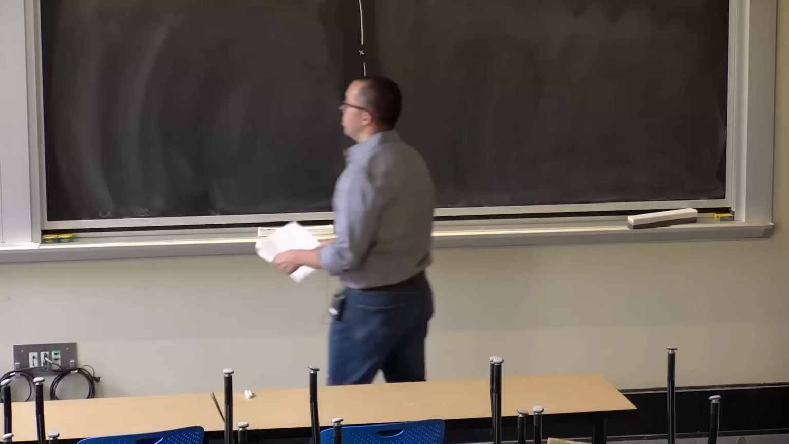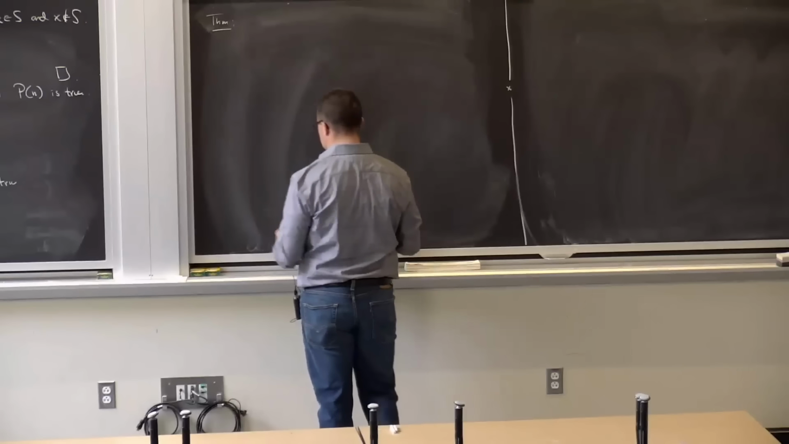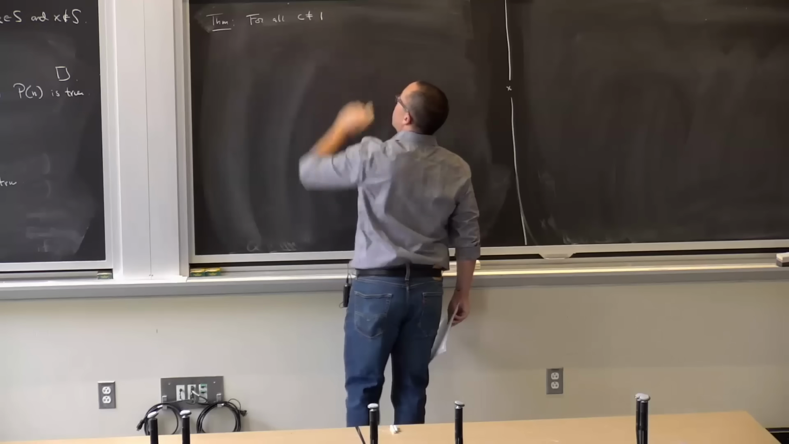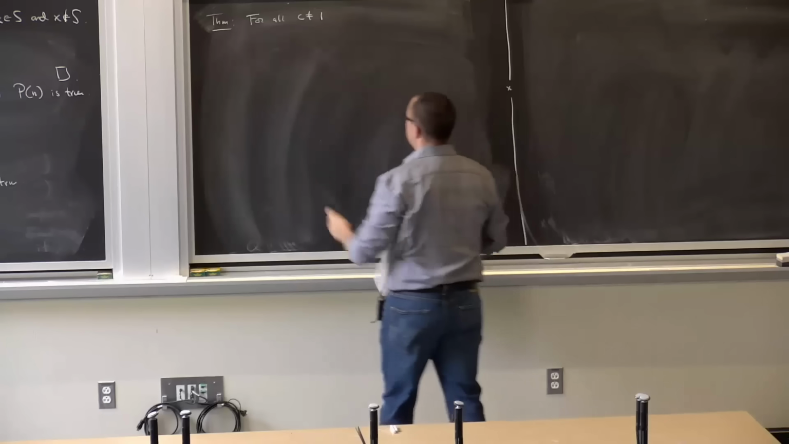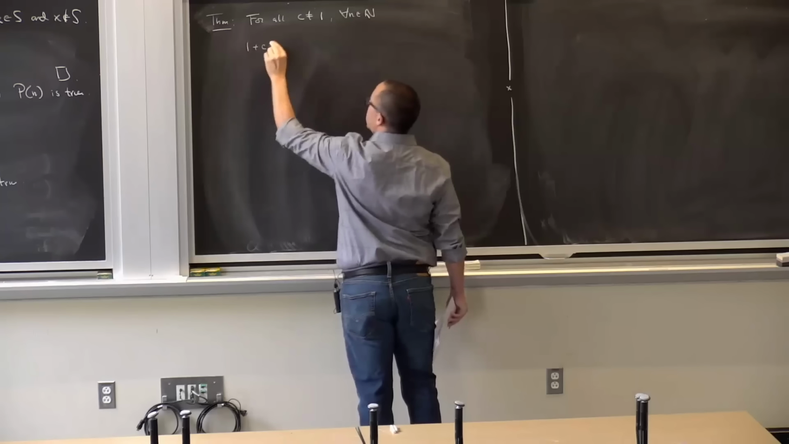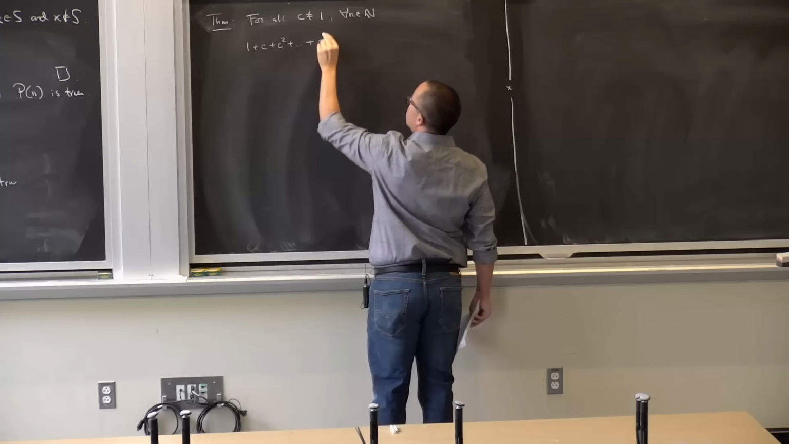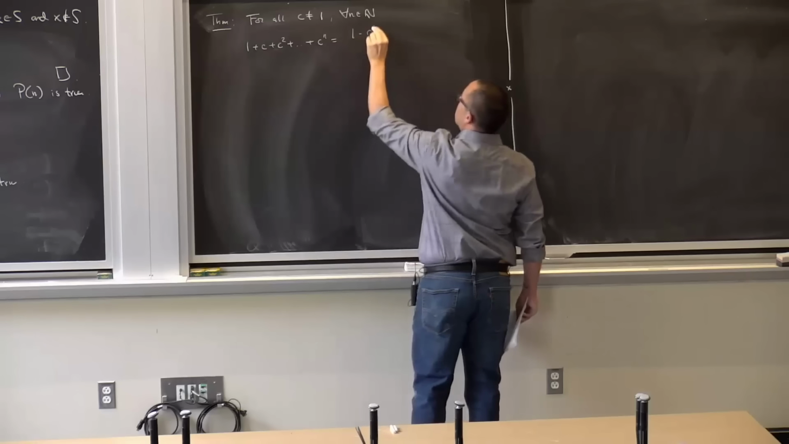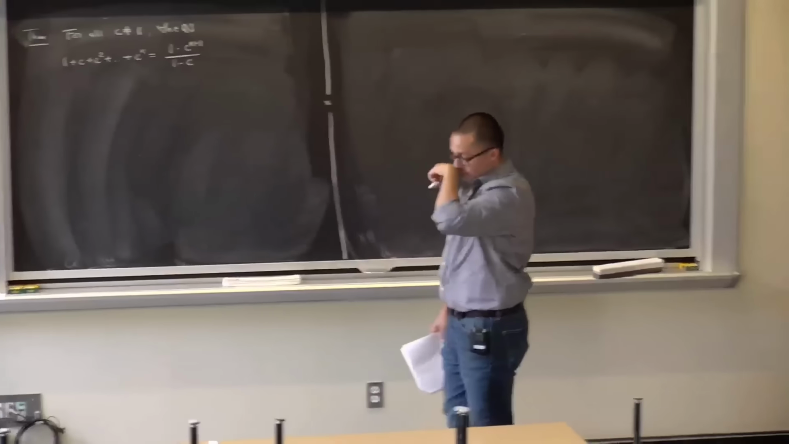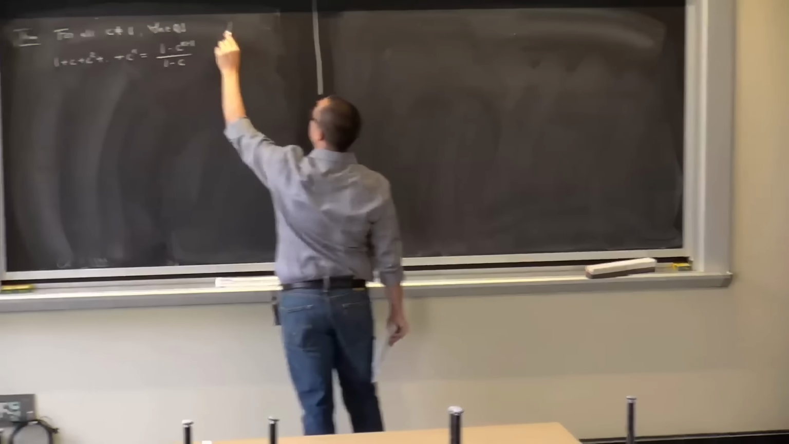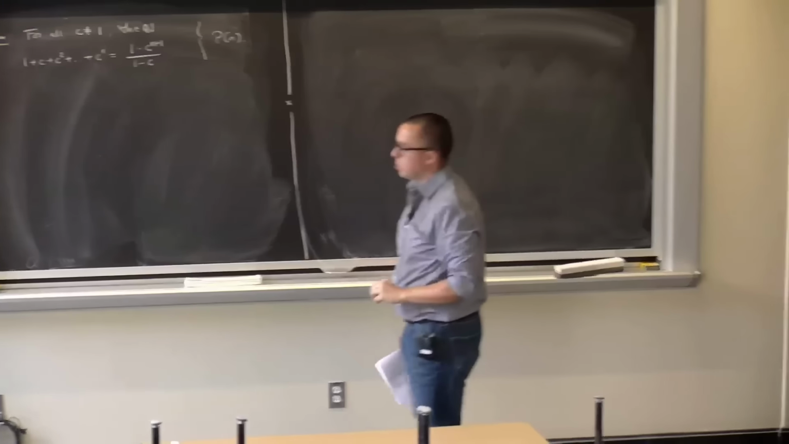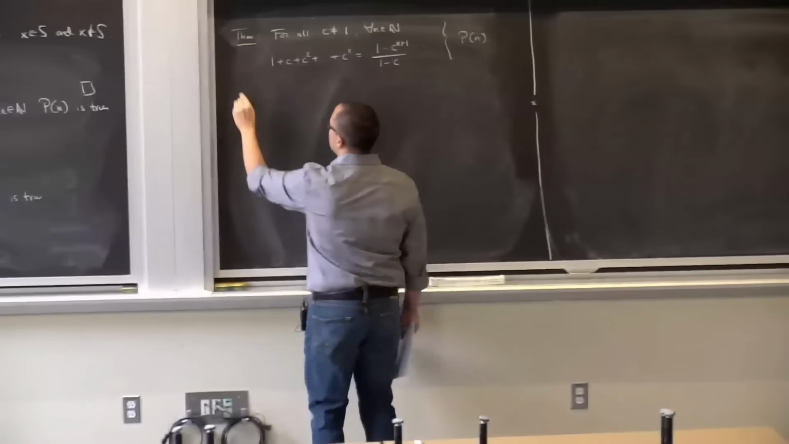So the first statement we're going to try and prove using induction is the statement that for all c not equal to 1, for all n a natural number, 1 plus c plus c squared, up to c to the n, equals 1 minus c to the n plus 1 over 1 minus c. Okay? So this here is our statement P of n. It depends on a natural number n.